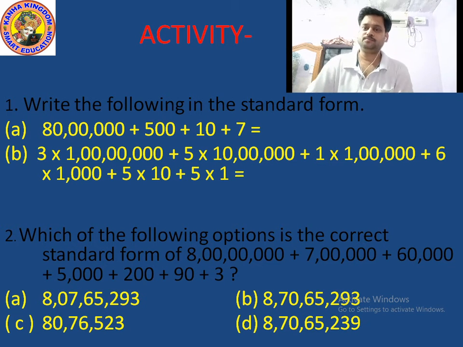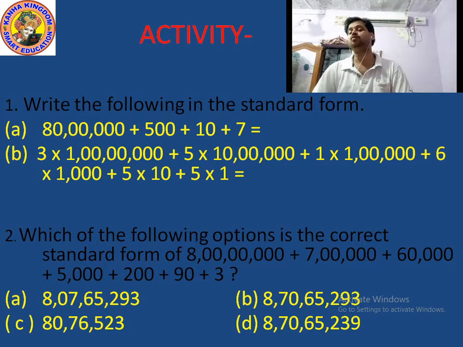There are two parts in this question. So the first part is 80,00,000 plus 500 plus 10 plus 7. This is the first part. And how do you solve it? Very good. I know that you all understand how to solve these types of questions.